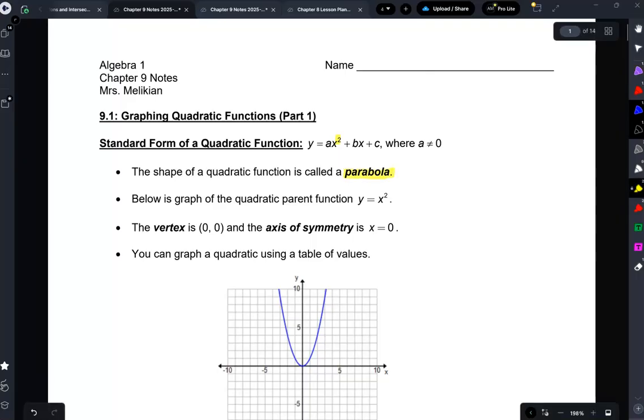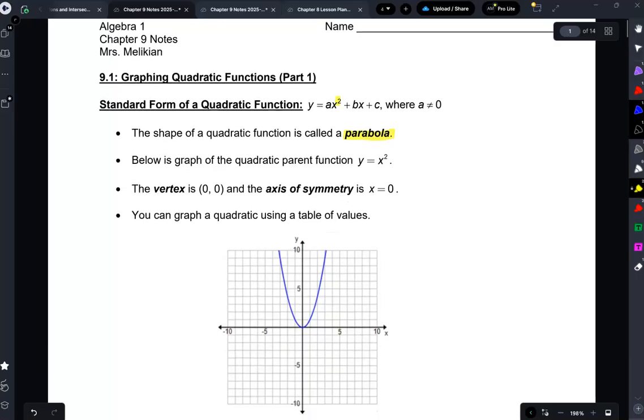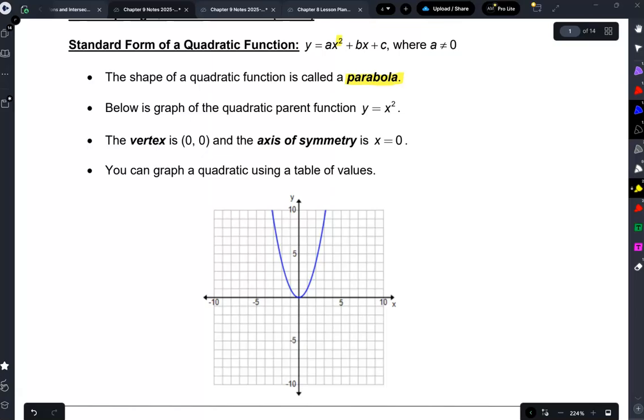Okay, the shape that we get is a parabola. This bottom graph here is a parabola. So we don't call it U-shaped ever. We just call it a parabola. This is the function y equals x squared graphed right over here. Now, a parabola has some characteristics. One of the characteristics is here, that point is called a vertex. In this case, the vertex is at 0, 0.